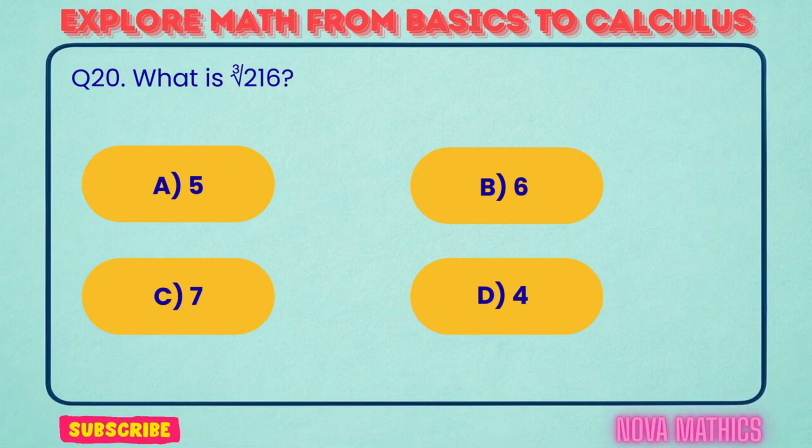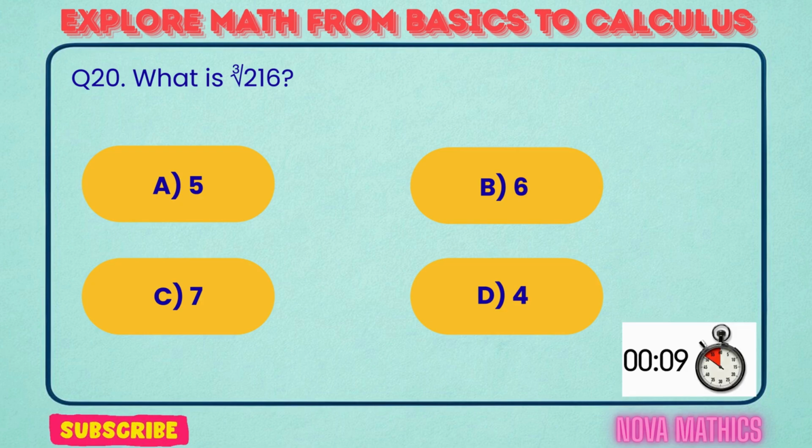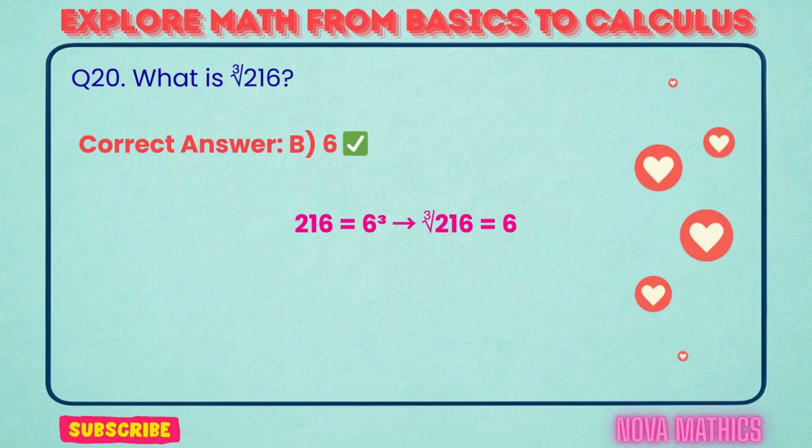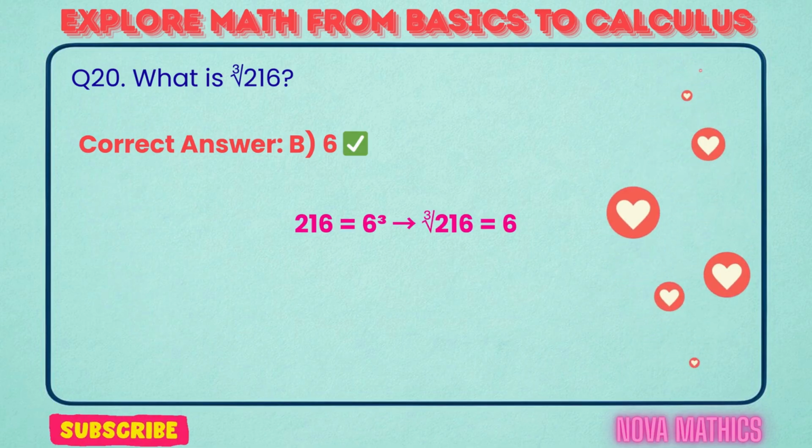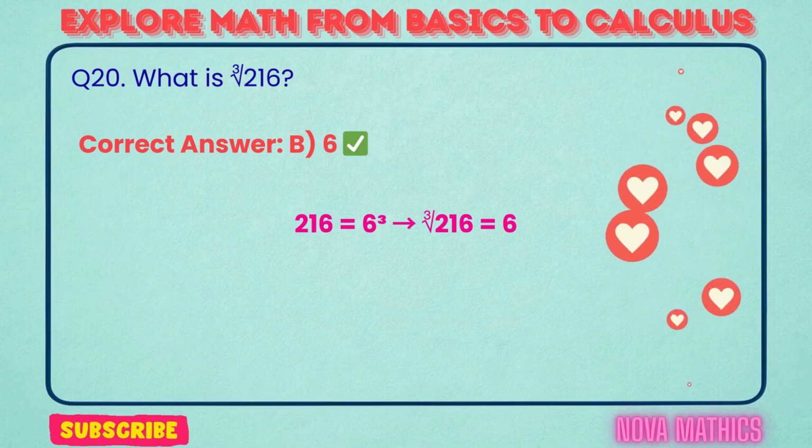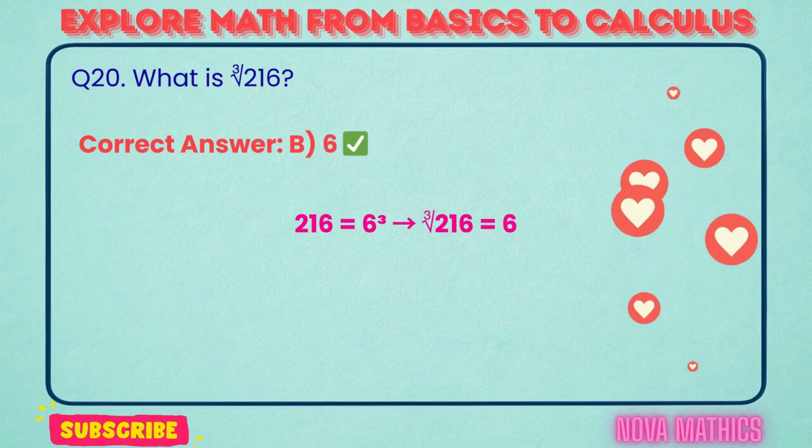20. What is the cube root of 216? Correct answer is 6. 6 cubed is 216, so the cube root is 6.